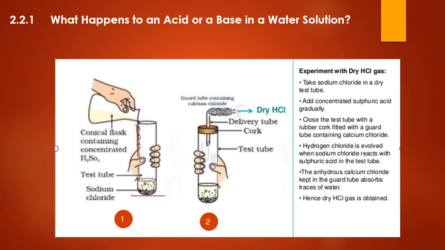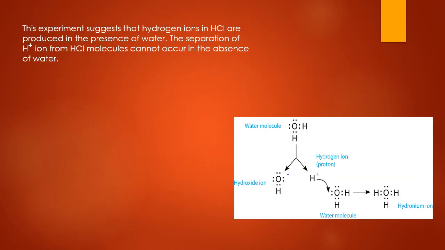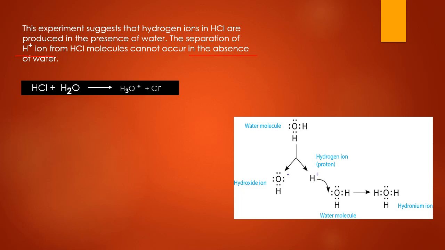What does this activity show? This experiment suggests that the hydrogen ions in HCl are produced in the presence of water, and the separation of H plus ions from HCl molecules cannot occur in the absence of water. Only in the presence of water are H plus ions released by acid. HCl plus H2O. See carefully. Acid in the presence of water releases H3O plus ion and Cl minus ion.